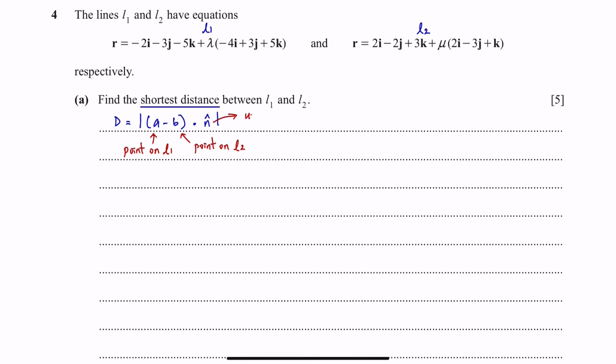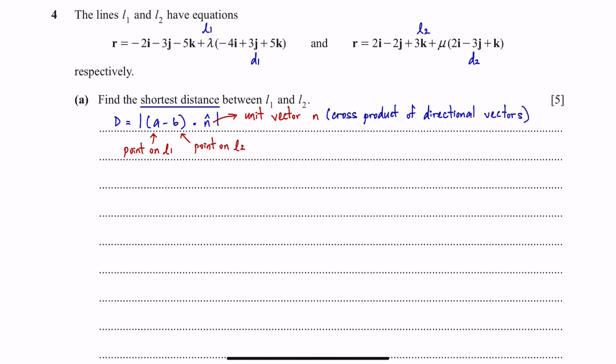This is the unit vector of the normal. Normal will be the cross product of the two directional vectors of L1 and L2. So this is the directional vector of L1, this is the directional vector of L2. So we call it D1 and D2.